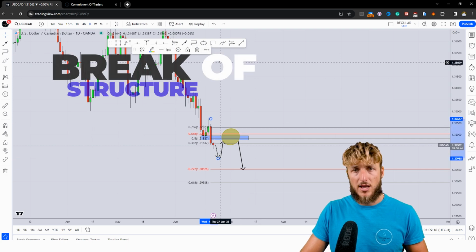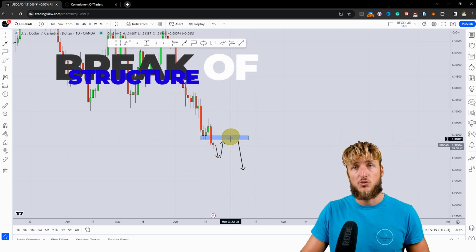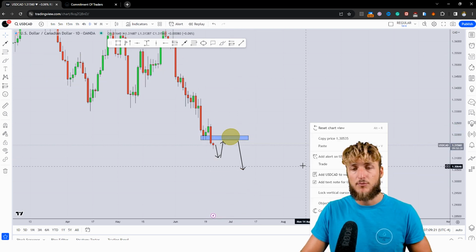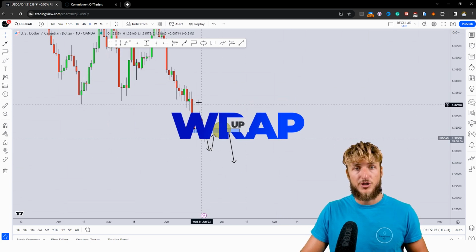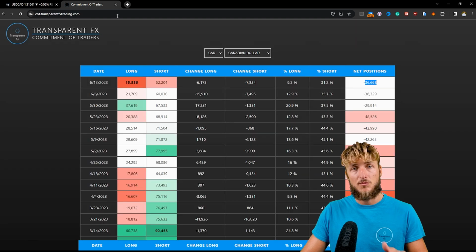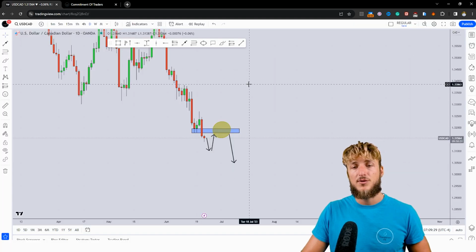So if we get the break on the retest of this previous support and resistance, that is how we could be approaching a potential move lower. Now, as usual, trading is reactive and not predictive. The monthly, weekly, and daily combined with the COT data, those are the best time frames from a directional perspective.